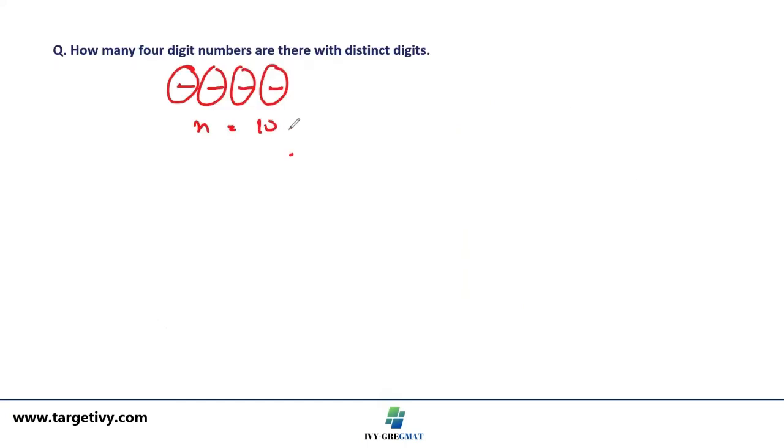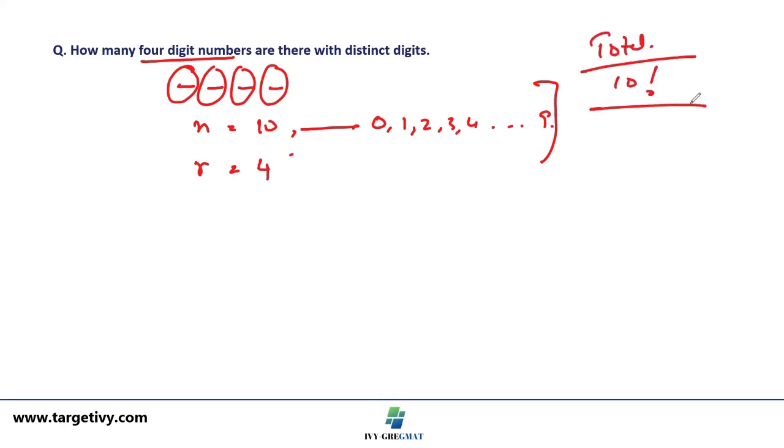And let n be 10, because the total numbers can be 0, 1, 2, 3, 4 till 9. So there are 10 digits, 10 numbers are there. And r is 4 because 4 distinct numbers are to be picked up, 4 digits are to be taken. So the total arrangement may be factorial 10 by 10 minus 4 factorial, which makes it 10 factorial by 6 factorial.